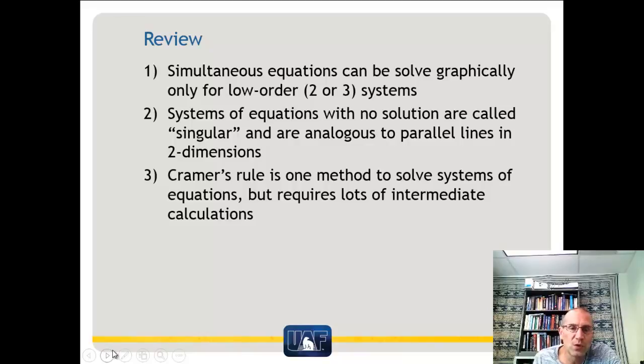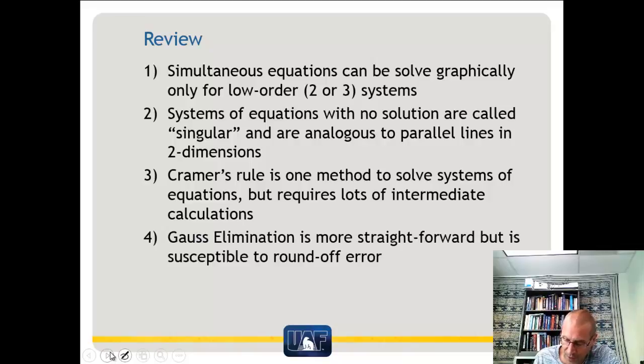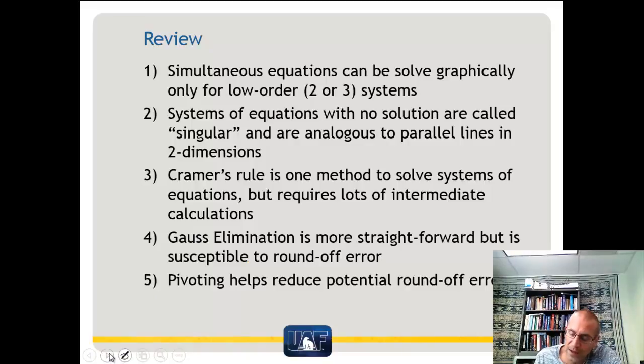We saw Cramer's rule, one method to solve a system of equations, but it requires lots of intermediate calculations. We have to calculate lots and lots of determinants. A more efficient way would be Gauss elimination. It's more straightforward. It's quick. Naive Gauss elimination is susceptible to round-off error. Round-off error occurs when I have small factors in the diagonal, and I can eliminate or minimize it because pivoting helps reduce that potential round-off error, which involves rearranging the rows so that my largest values are on the diagonal.